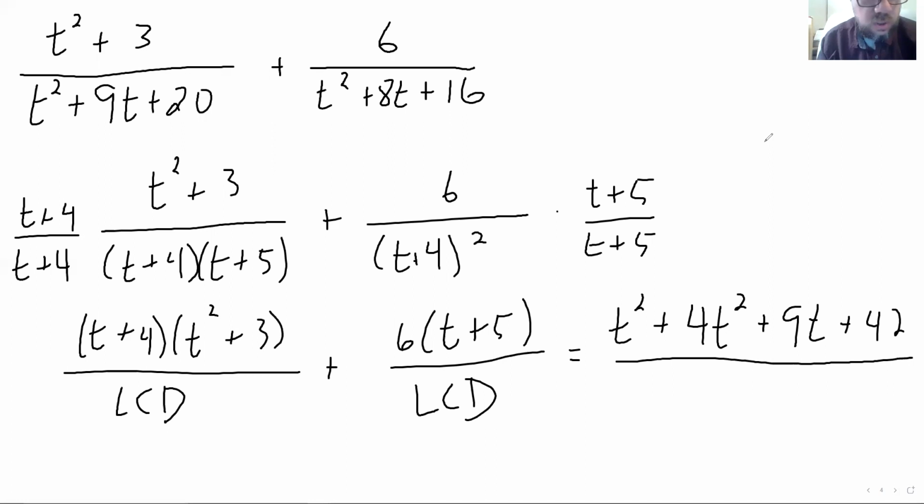All over t plus 4 squared times t plus 5. There we go. I wrote squared here, making a lot of errors. Sorry. There we go.